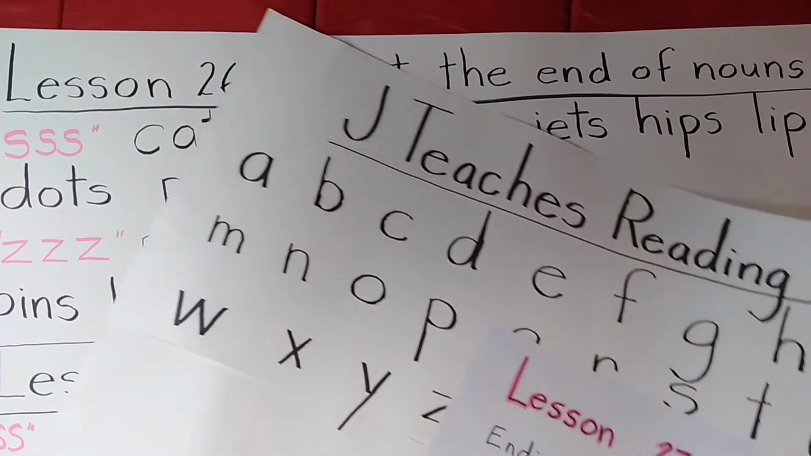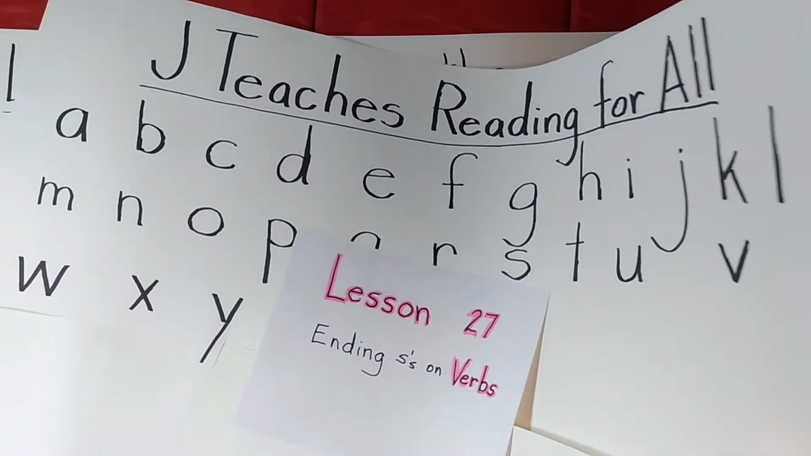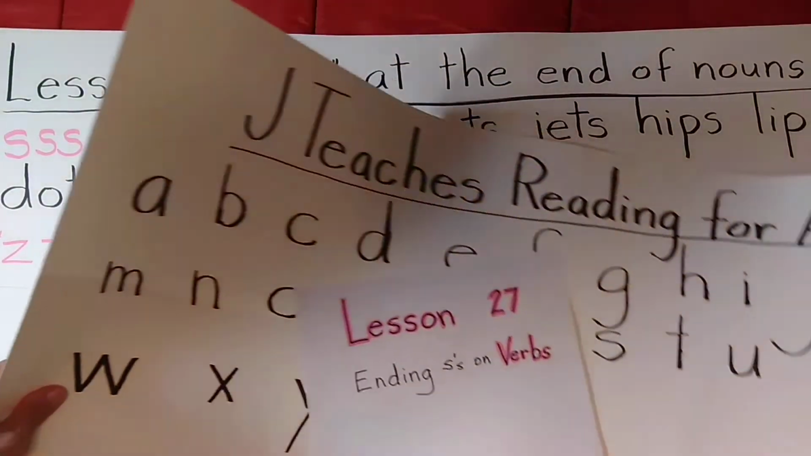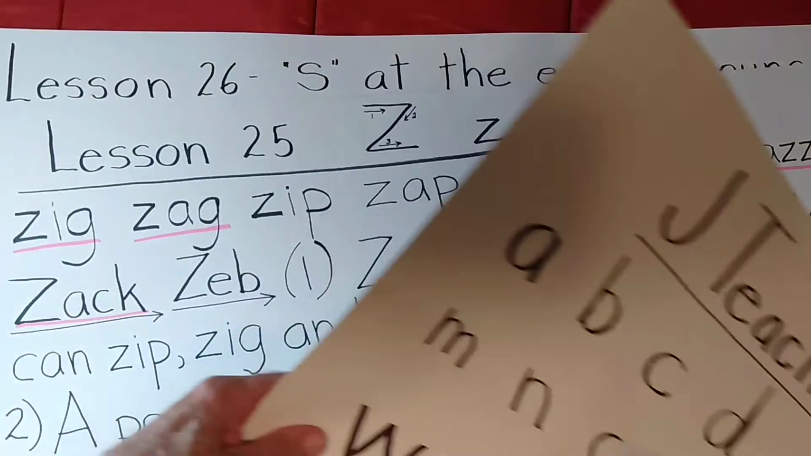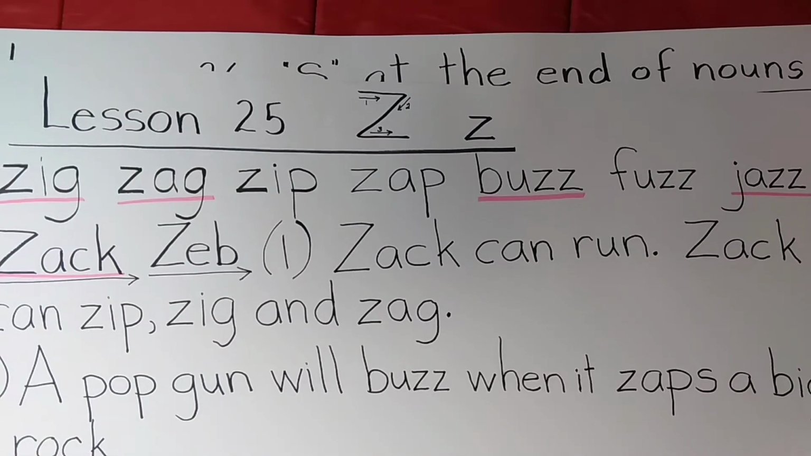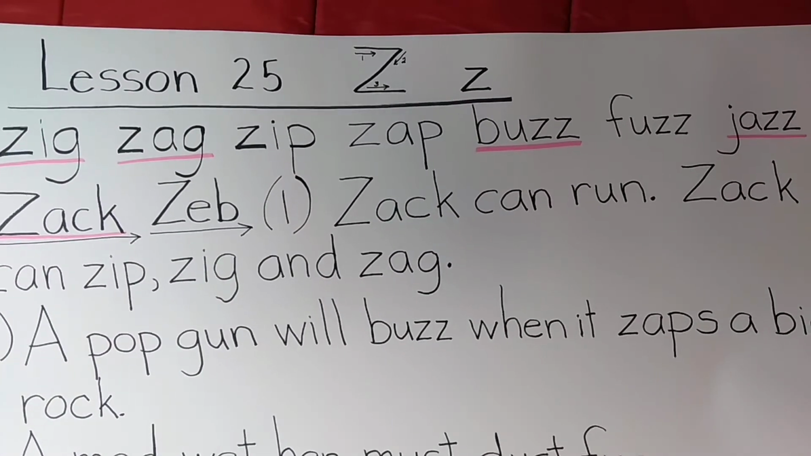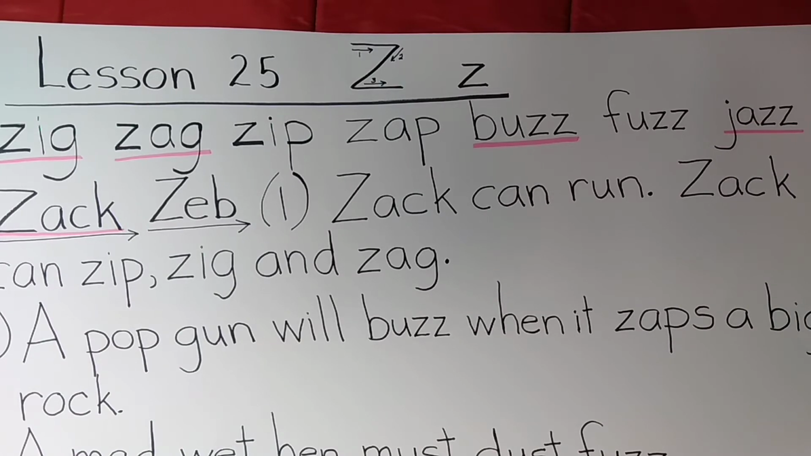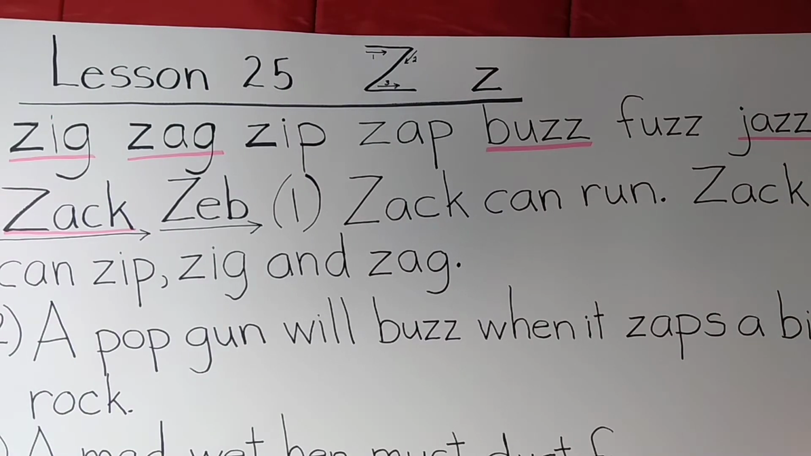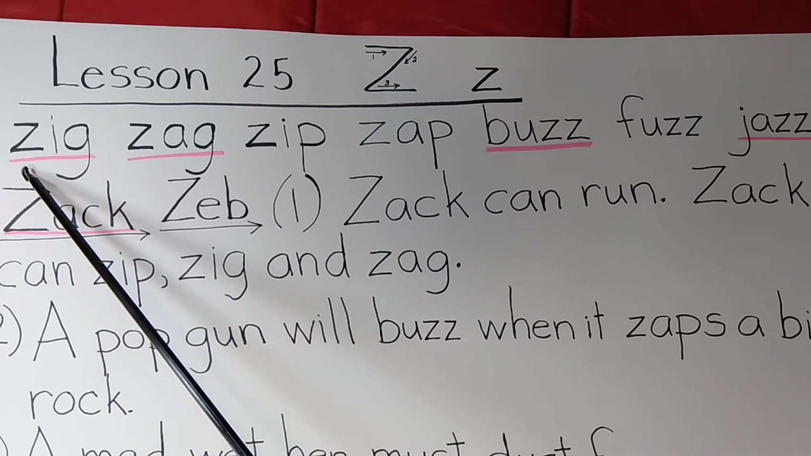For lesson, whoops. Getting too many sheets. Just about took off lesson 25, which is our Z lesson. So, students, read these words before I do.